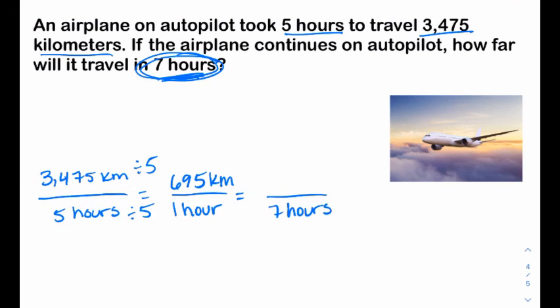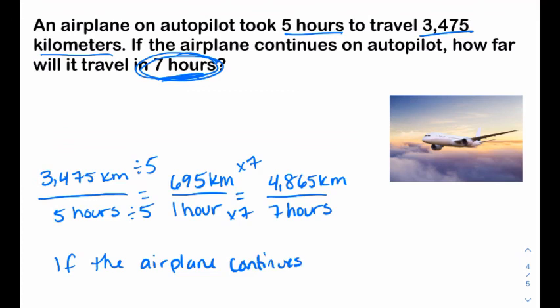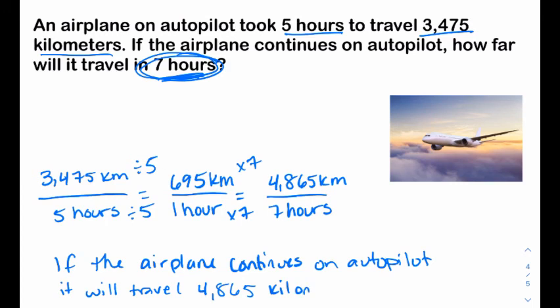To get from 1 to 7, we need to multiply by 7. 695 times 7 equals 4,865. So we can say if the airplane continues on autopilot, it will travel 4,865 kilometers in 7 hours.